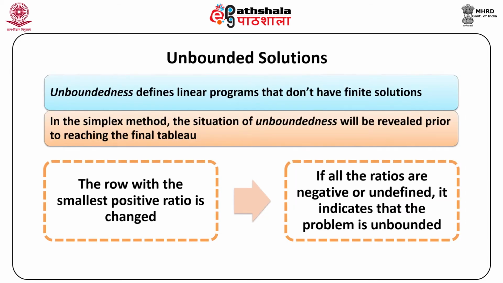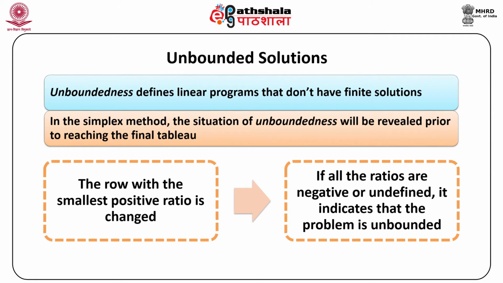Next, we will understand unboundedness. Unboundedness defines linear programs that don't have a finite solution. It occurs in maximization problems, for example, when a solution variable can be made infinitely large without violating a constraint.